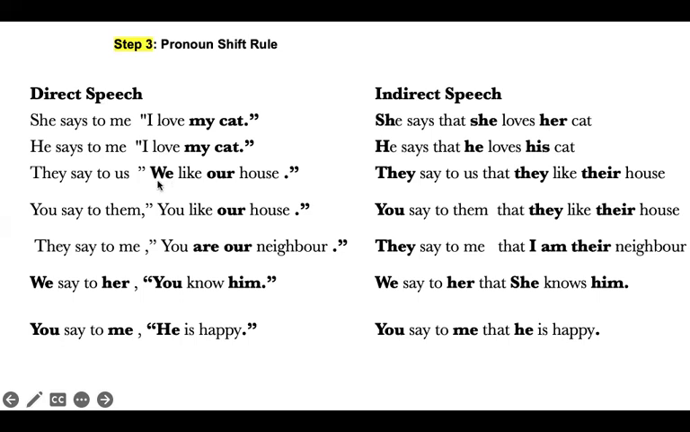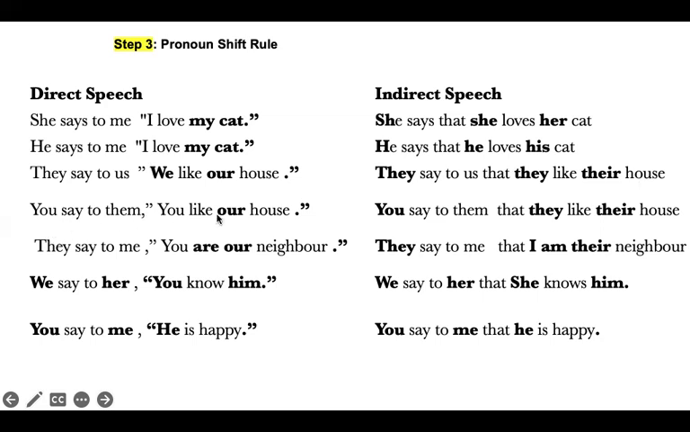They say to us, "We like our house." Again, these are first person. First person will go according to this part, the subject. They say to us remains like this. We becomes they, and our changes to their house.